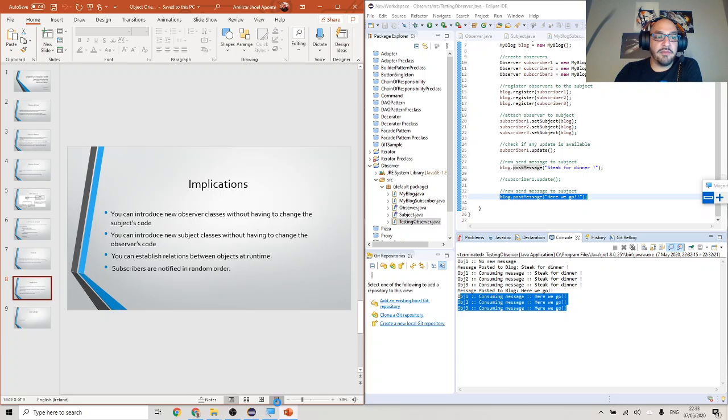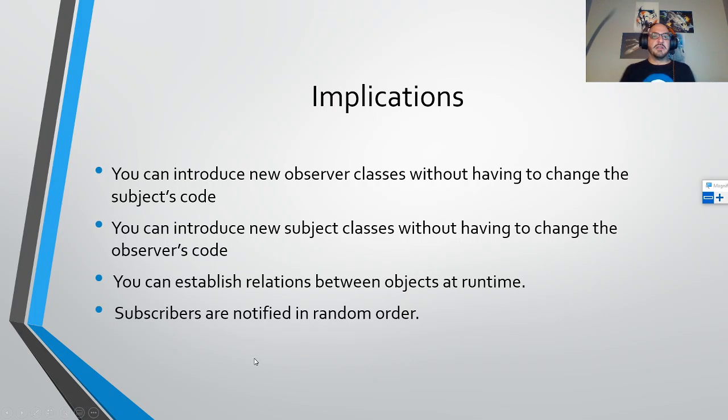Now let's take a look at some of these implications. One of the good things is that you can introduce new observer classes without having to change the subject code. If you add more observers, all you need to do is implement the observer interface, and the subject code doesn't care, because it treats all of the observers as the interface, not as the concrete classes. You can also introduce new subject classes without having to change the observer. Same story: you implement the subject class, and the observers will treat it just as a subject. It doesn't matter that it's a different implementation.